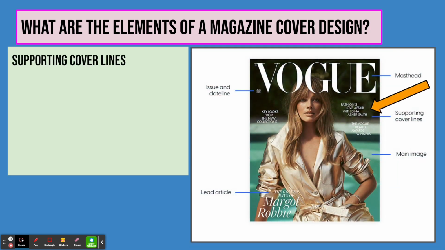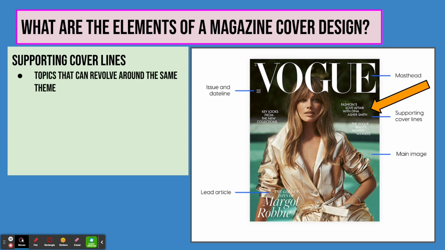Supporting cover lines. The supporting cover lines are topics that can revolve around the same theme or simply be completely different subjects. When it comes to placing them on the magazine's cover, the key is balance. Try to make them clear, short, and concise. Also, go for a more subtle font and choose a smaller size to avoid distracting the reader from the main attraction.